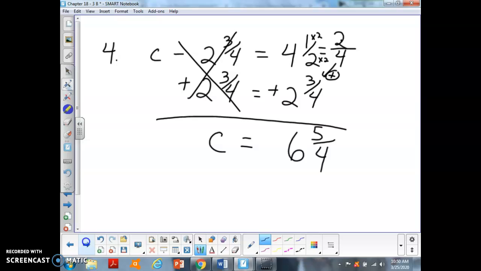This is a mixed number with an improper fraction, which means 5/4 is more than 1. If we take 4 into 5, we get 1, 4, 1.